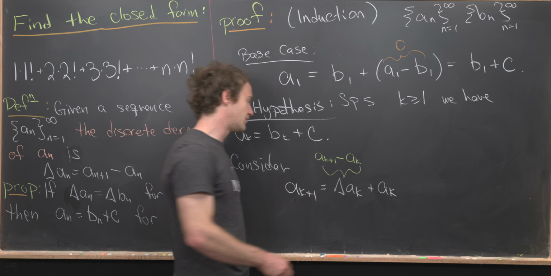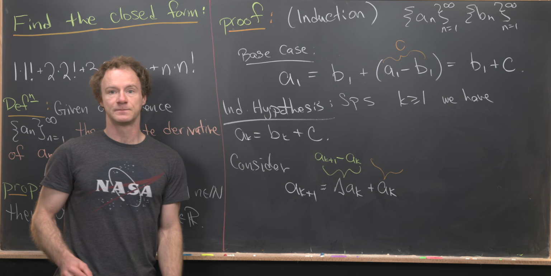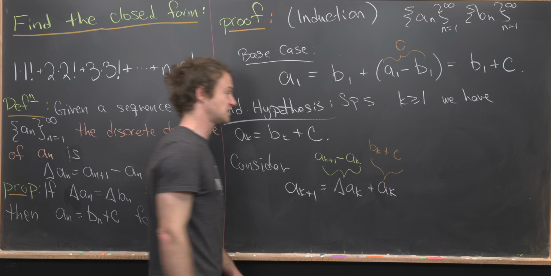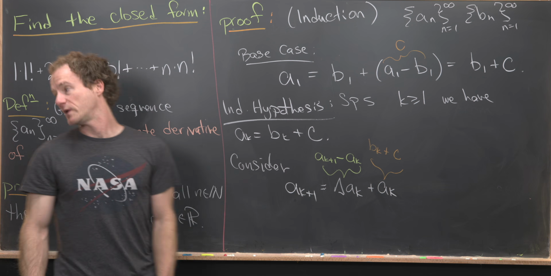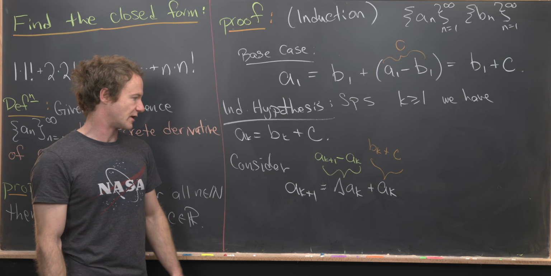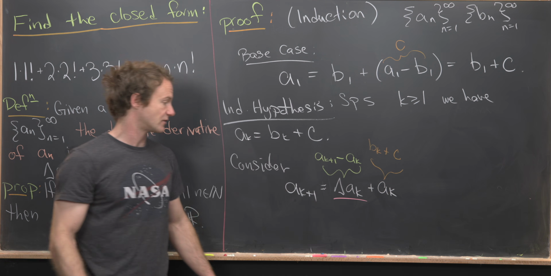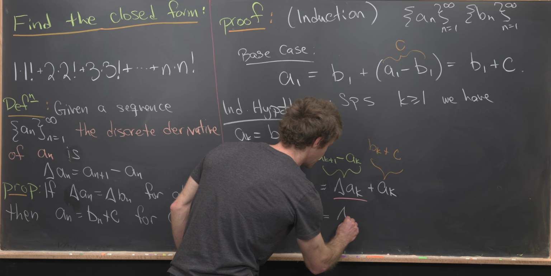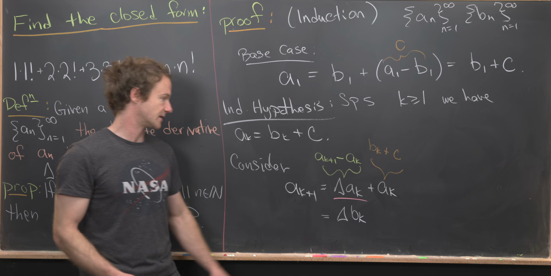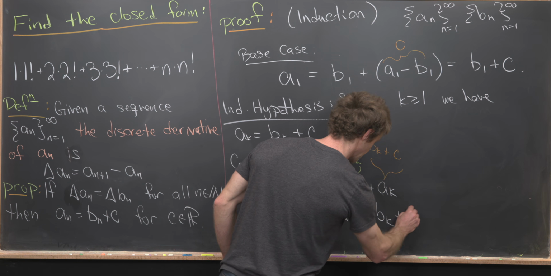But next we can apply our induction hypothesis to this guy right here to write it as b k plus a constant. So let's do that. And we can apply our hypothesis to this forward difference operator of a sub k. So I will replace the discrete derivative of a sub k with the discrete derivative of b sub k. That's our assumption here. And then I'll replace this a sub k with b sub k plus a constant.